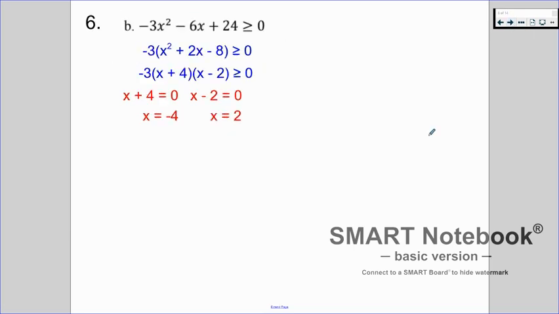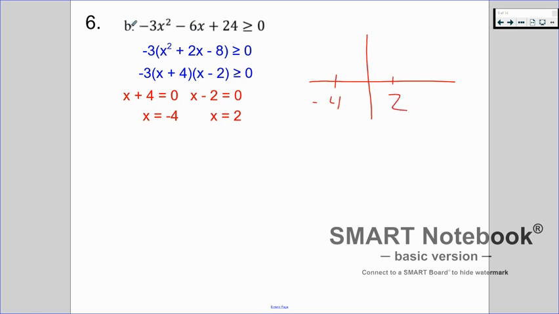6b, again, I've got a quadratic. So here I factored out the negative 3. And then I was able to kind of unfoil that trinomial that remained. And again, I found what the two zeros were, x equals negative 4 and x equals positive 2 by doing the factoring. And then thinking about the graph, I see it's going to cross at negative 4, and I see it's going to cross at 2.